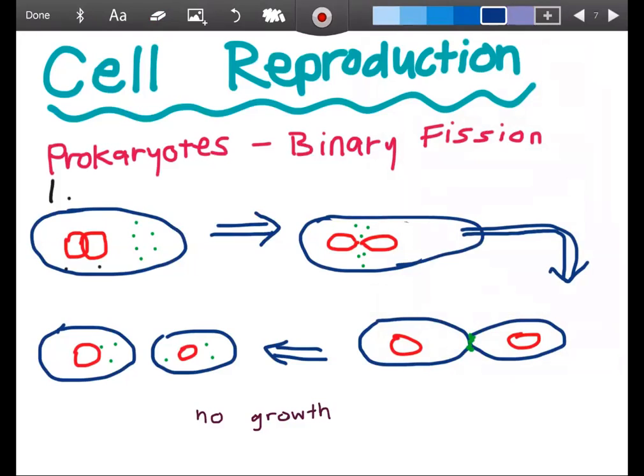Then, after that, the proteins will form a ring. This is a ring being formed in the center, and this is going to create a septum to divide the cell. After this, the cell will pinch. This is step 4, and it'll create two identical daughter cells. Essentially with binary fission, these bacteria cells are just going to keep making identical copies of themselves. And there's no growth happening in between. It's just replicating and replicating.